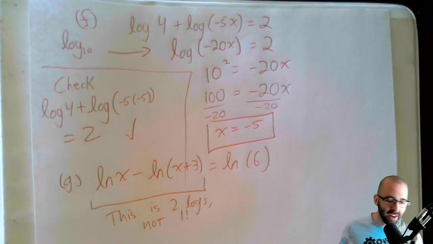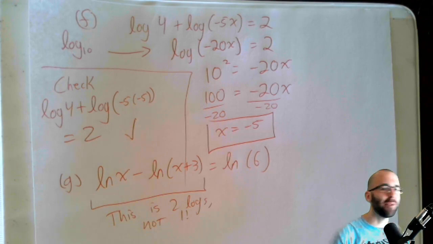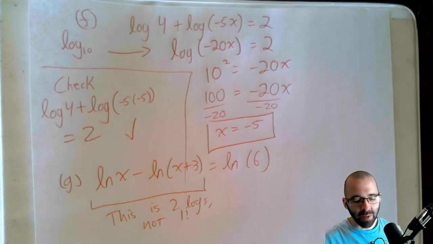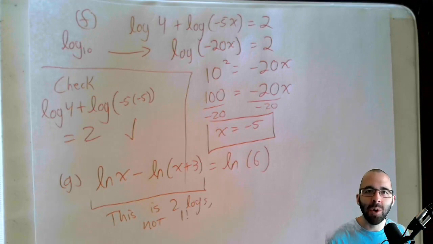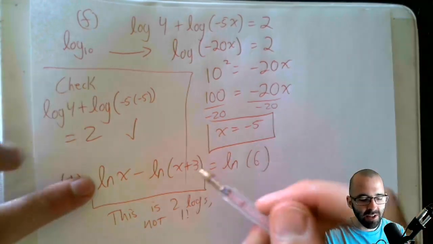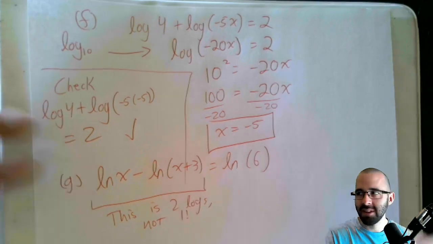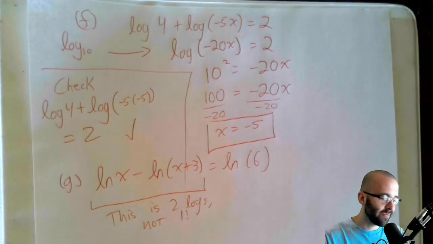Well, it's unlucky. Unfortunate. Let's go home. We have 2 logs. It would have been easy if we only had 1 log. If there was only a way to turn subtraction of logarithms into a single logarithm.